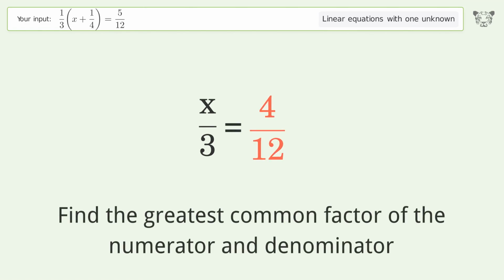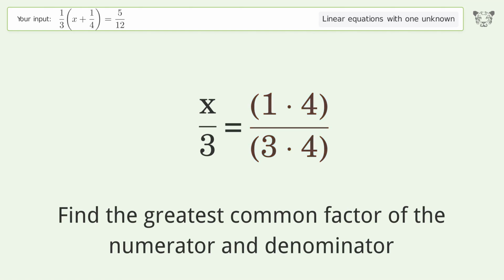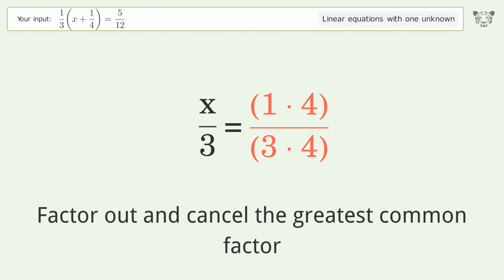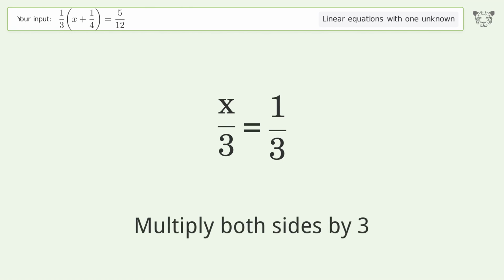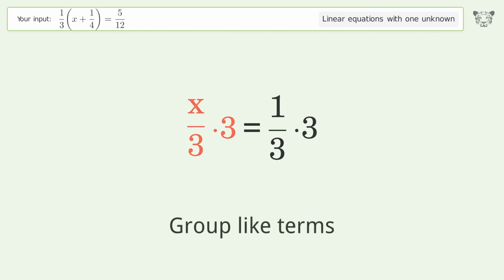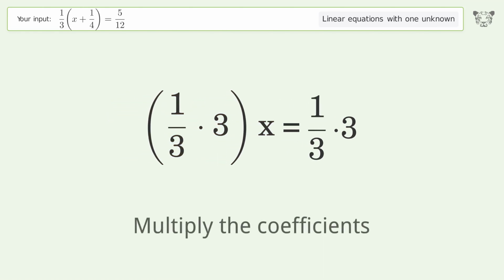Find the greatest common factor of the numerator and denominator. Factor out and cancel the greatest common factor. Isolate the x. Multiply both sides by 3. Group like terms. Multiply the coefficients.